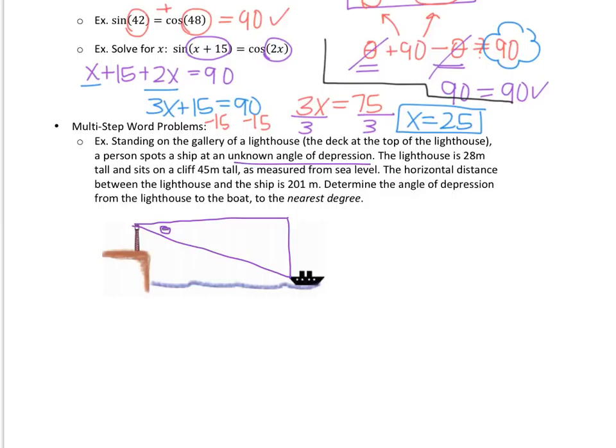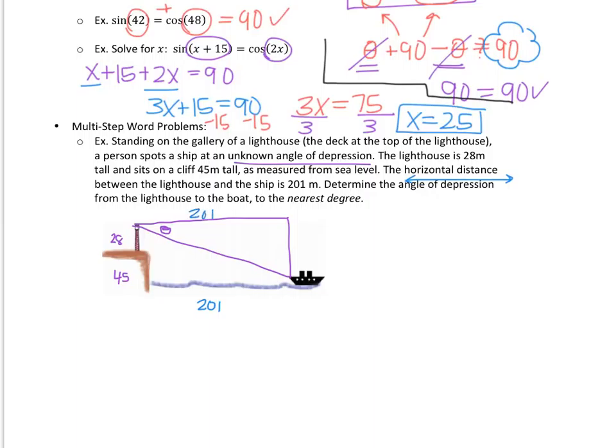The lighthouse is 28 meters tall and sits on a cliff that's 45 meters tall, as measured from sea level. The horizontal distance, that's left and right, between the lighthouse and the ship is 201 meters. Determine the angle of depression from the lighthouse to the boat to the nearest degree. So if the bottom from the base of the cliff to the boat is 201, then that means the top is also 201, because here we have a rectangle and opposite sides of a rectangle, of course, are congruent.